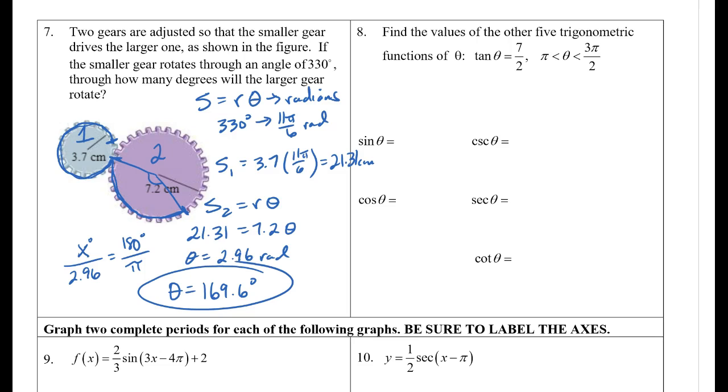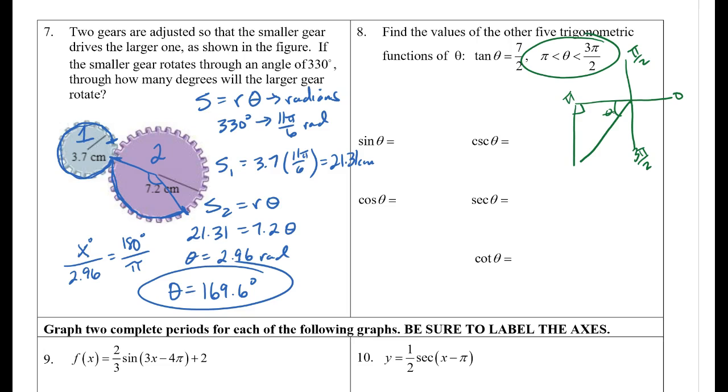Number 8. Find the values of the other 5 trig functions if the tangent of some angle is 7/2 and the angle has to be between pi and 3 pi halves. This is important because it tells us the signs that we're going to need so we can set the triangle up correctly. So I have my little coordinate plane here. We know that this is 0, pi halves, pi, 3 pi halves. So my angle has to be somewhere in quadrant 3.